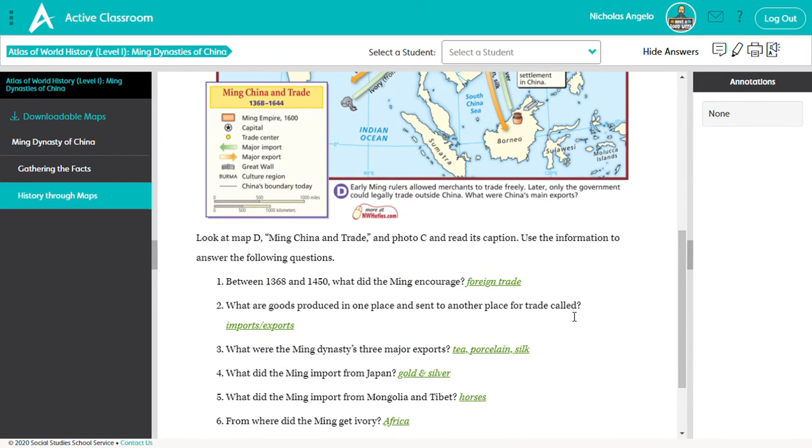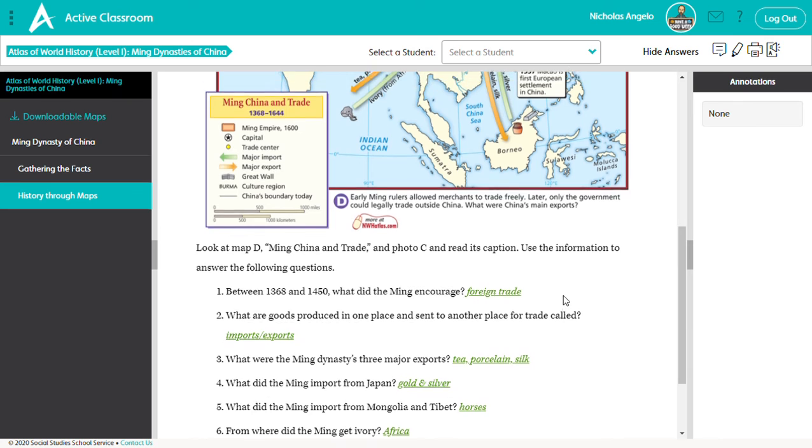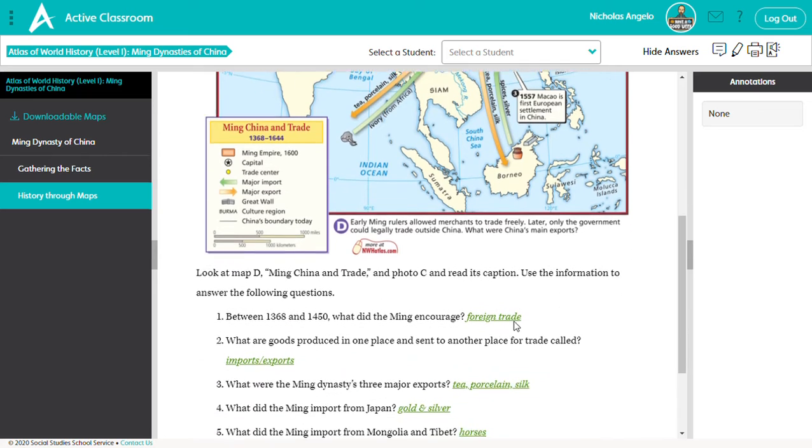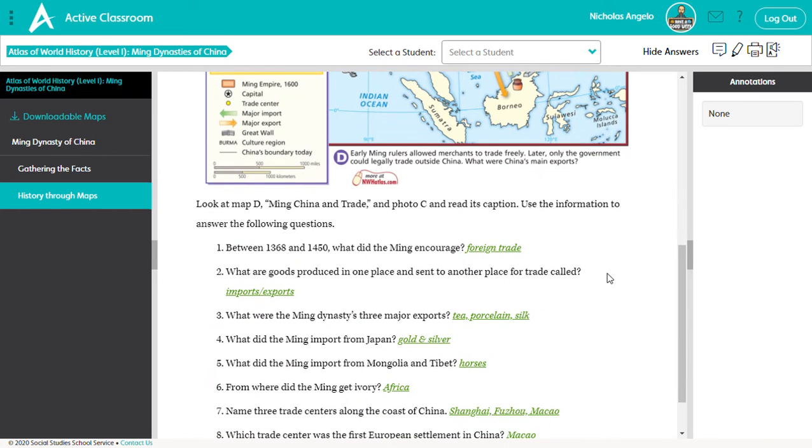2 says, what are goods produced in one place and sent to another place for trade called? Well, they're called imports and exports, right? Anything that we are bringing in, like in the green arrow here, is an import. Anything we're sending out is an export.